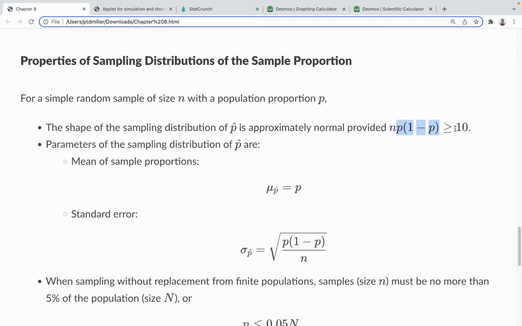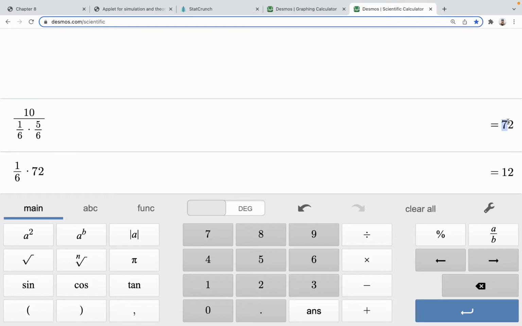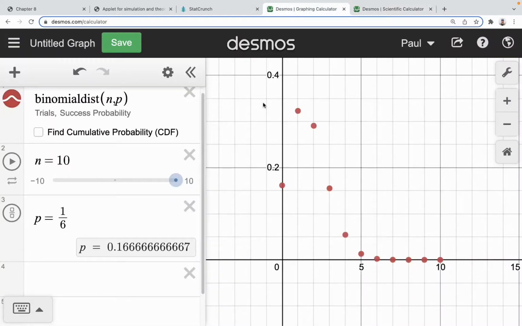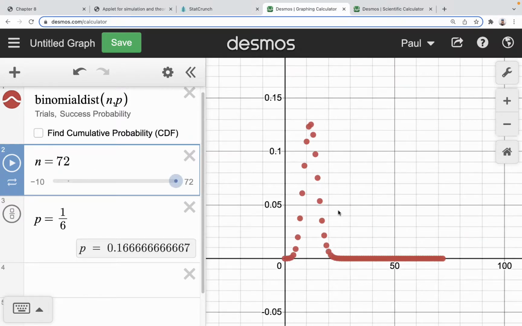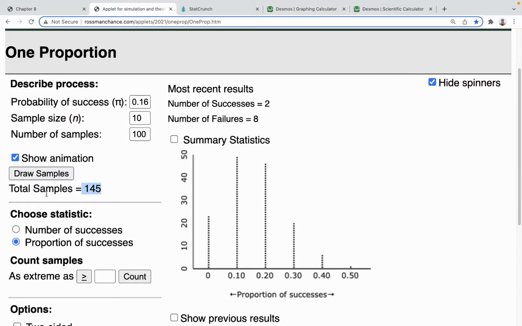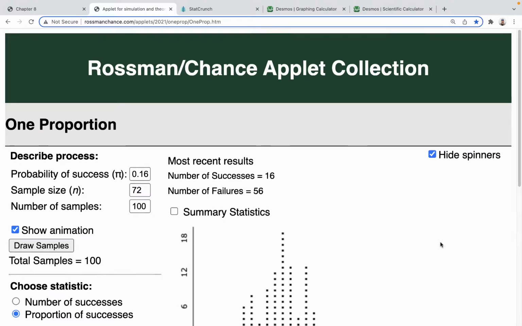If I divide that from each side, I can figure out what n I would need. So I have that here. 10 divided by 1/6 times 5/6 is 72. And if I roll a six-sided die 72 times, I would expect to roll a 1 1/6 of that, or about 12 times. So you can think about what that would look like if I move this to 72. It's starting to already look more like a bell curve, and that highest value should be 12 in 72. So that's good. Let's go back over here, reset, and now take 72 at a time. And I'll just draw 100 right away.